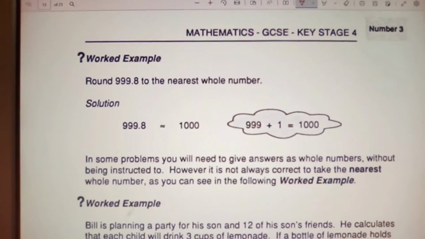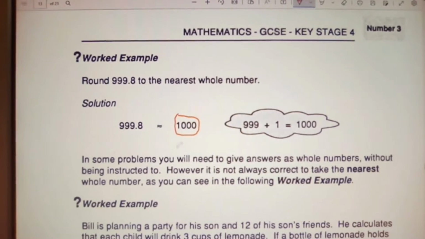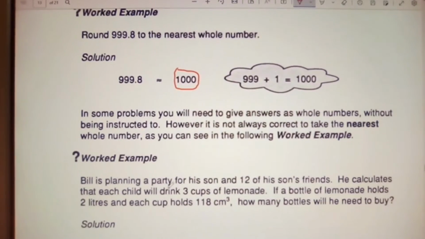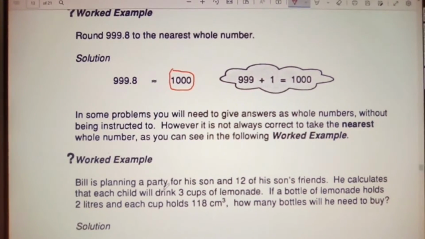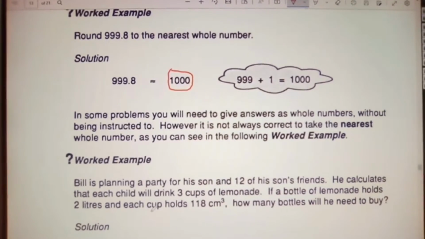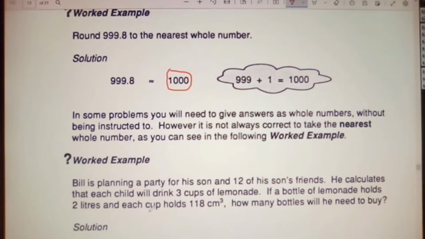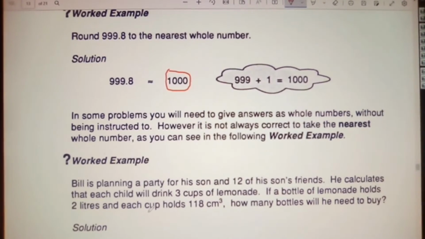Okay, and that will equal 1000. In some problems you will need to give answers as whole numbers without being instructed to. However, it is not always correct to take the nearest whole number, as you can see in the following worked example.